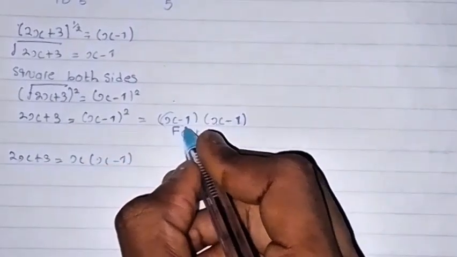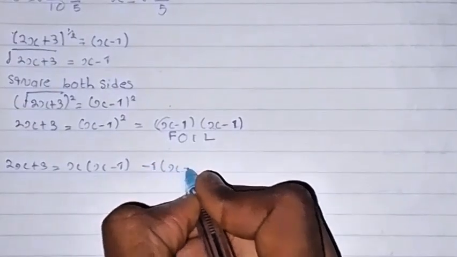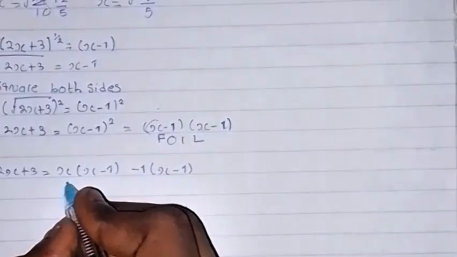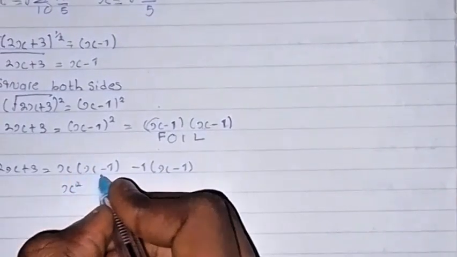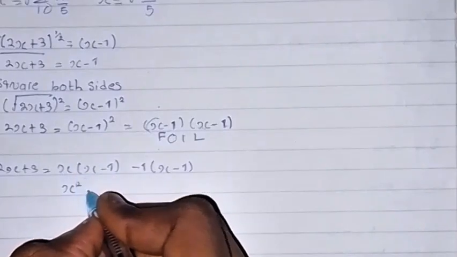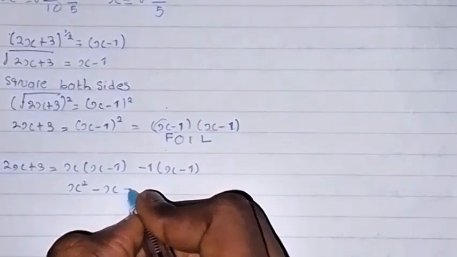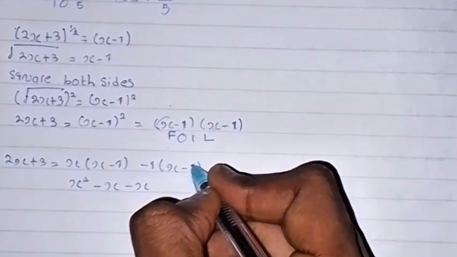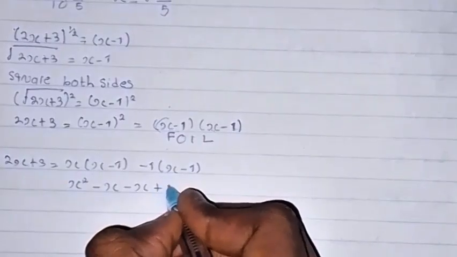Then using minus 1 to multiply x minus 1, we have minus 1 multiply x minus 1. So let's open it now. We can now say x multiply x to give us x squared, minus 1 multiplied by x will give us minus x. Minus 1 times x is minus x as well, and minus 1 times minus 1, since negative multiplied by negative is positive, we have plus 1.